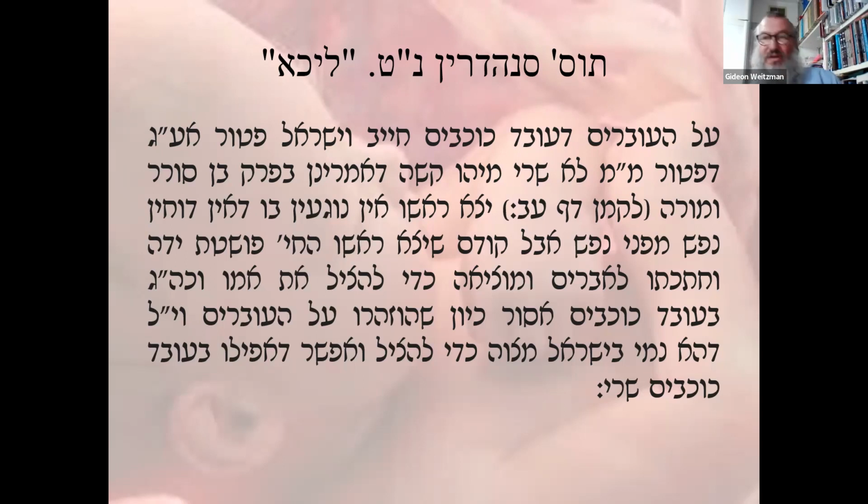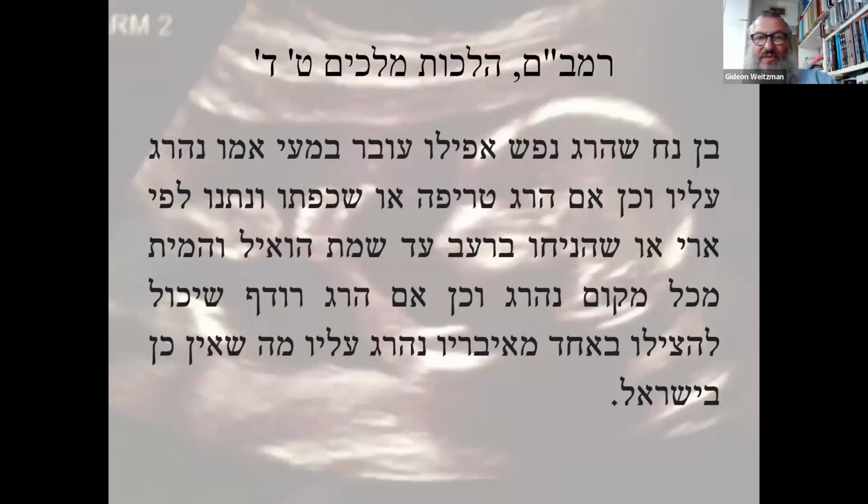Says the Tosfot, nachot. We have a different mitzvah. The mitzvah is latzil nefesh of the mother. Therefore, there's a mitzvah. But bifnei atzmo, it's a sword to darog ubar. Apparently, at any stage, it doesn't have a distinction between 40 days. And the Rambam in Hilchot Melachim says, "Beno sharag nefesh afilu uba b'me'imo nerag alav. V'chen imarag terichva o shekafto eno lifnei ari o shenicho bera'av o shemet ho'il ve'imit bekol makom nerag." Is a so for any type of killing, including uba b'me'imo, which is no limitations of when.